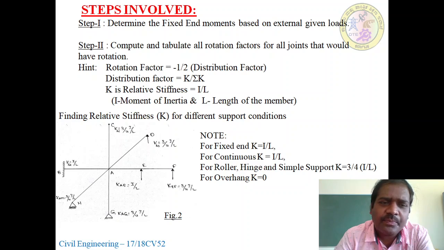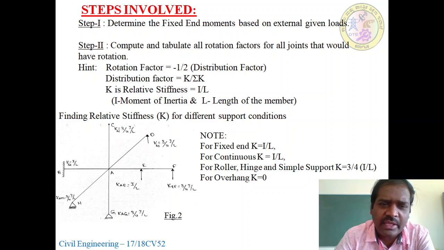Now considering AE, the relative stiffness of AE. Check the position of E. Is it fixed? No, it is continuous. If it is continuous, K is equal to I by L. So first check fixed and continuous, and only then check for the simple support, roller or hinge support. You should not go directly to a simple support. The sequence is: fixed, continuous, roller, hinge, simple. In this sequence you have to calculate the K values.